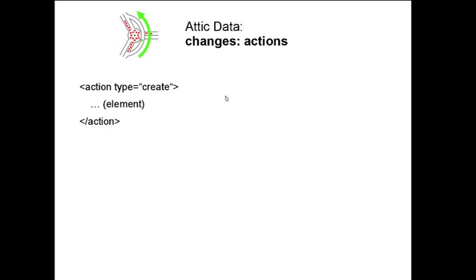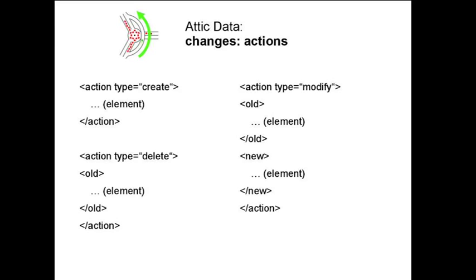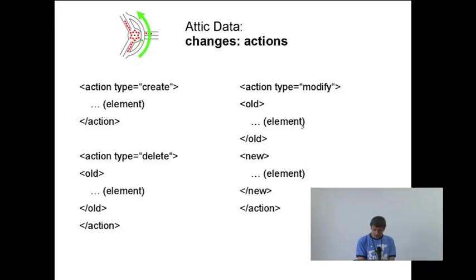What will it create? Well, there are three types of actions that may happen. This mimics the behavior in the OSC file, in the OSM change file format. There's an action type create, an action type delete, and an action type modify. Delete and modify have these old and new sections. Create has no old or new section, because there will never be an old state. It always contains only new data.